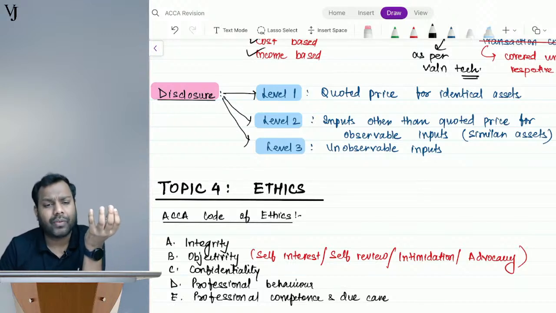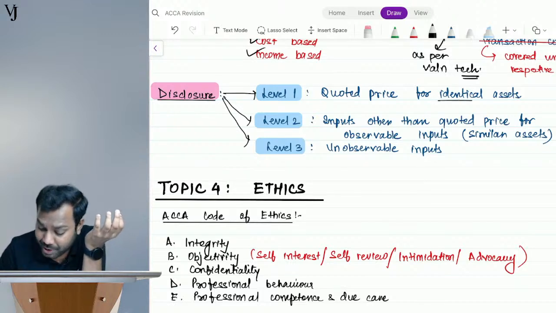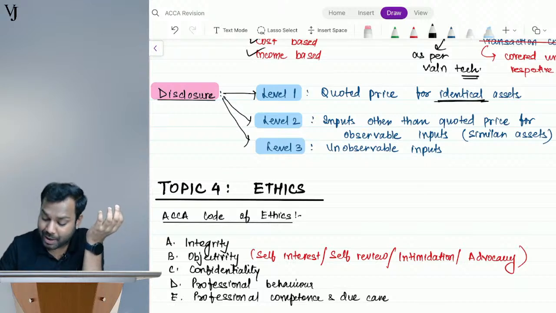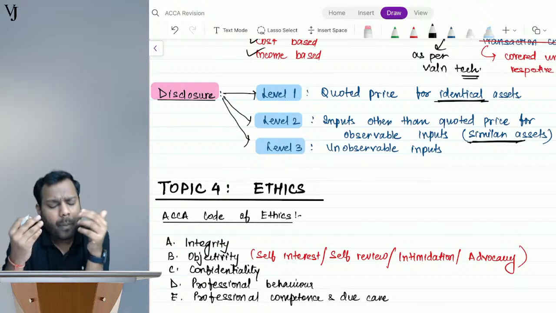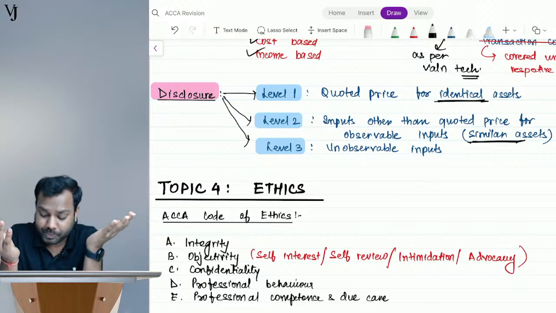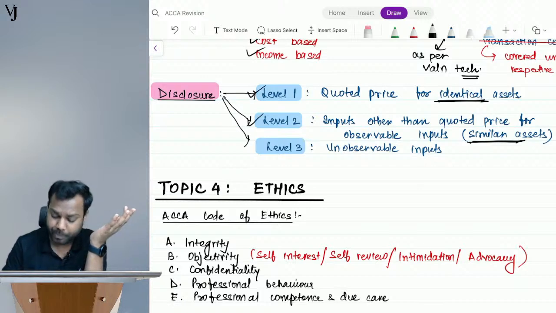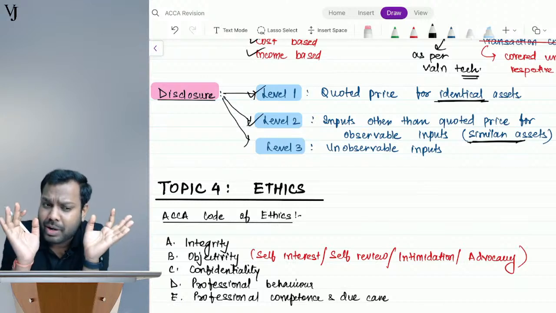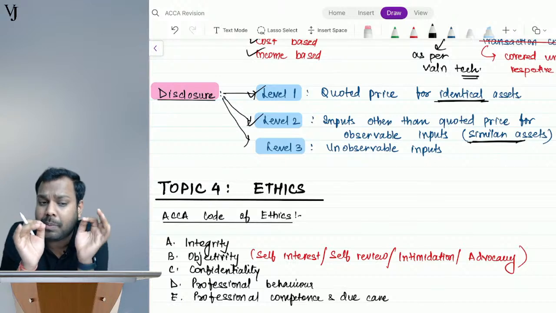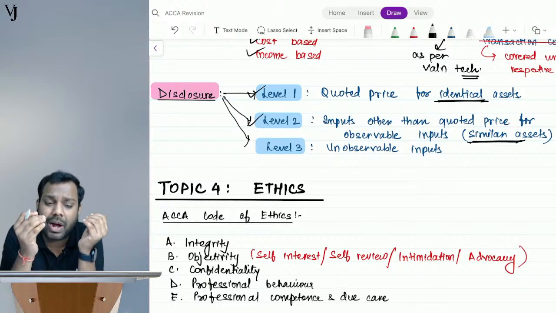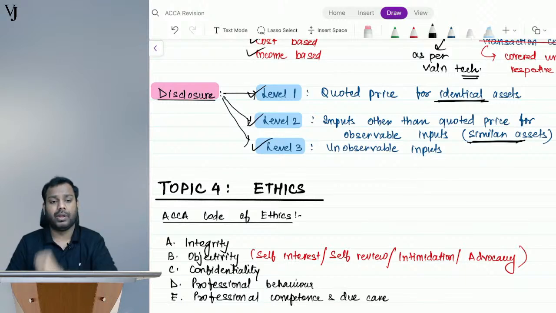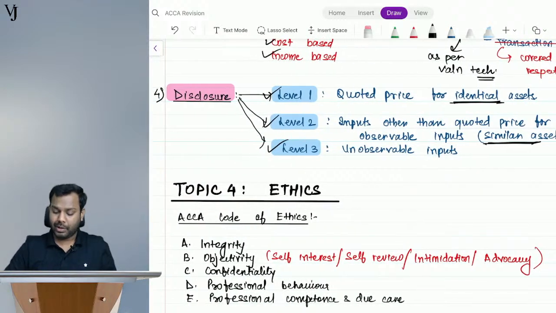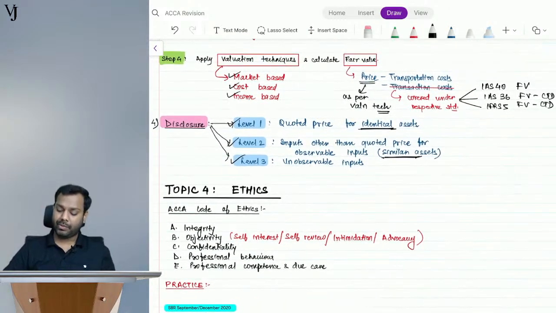If the quoted price is not available for that same asset, see, I have written here identical, and I have written here similar. But for similar assets, quoted prices or observable market inputs are there, then I will say it is level 2. But if there are no observable inputs, and we have computed the fair value, then we say it is level 3 inputs. Is it clear, everyone? So far, we have completed the standard on IFRS 13. Tell me if you have any queries, we can discuss that. Otherwise, we'll move on to ethics.